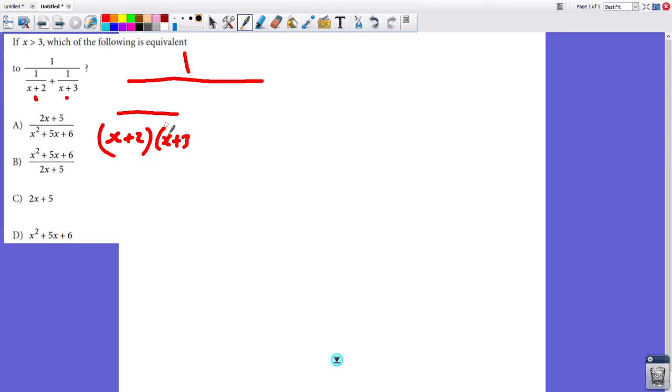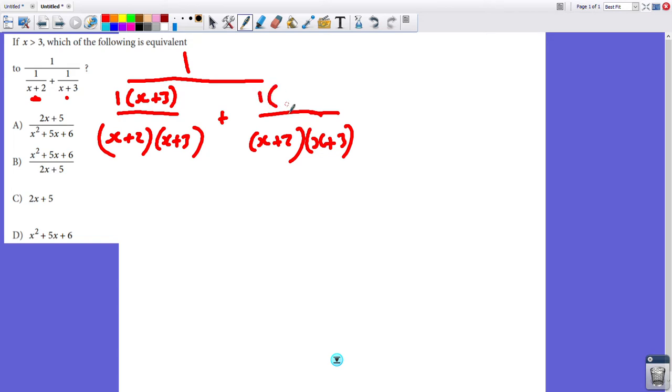Now I multiplied the denominator by x plus 3 here. Originally it was just x plus 2, but now it's x plus 2, x plus 3, which means to make it fair, to make it equivalent, I have to multiply the numerator as well by x plus 3. Plus something over x plus 2, x plus 3, and in this case the denominator used to be just x plus 3, but now it's x plus 2, x plus 3, which means we've got to also make it fair and equivalent by multiplying the numerator by x plus 2 this time.